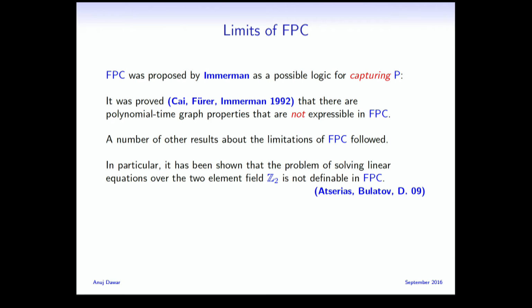And the one I'm going to focus on appears in a paper by Albert, who isn't here at the moment, but anyway, Albert, Andrei Bulatov, and myself, which showed a rather natural problem in polynomial time. The problem of solving linear equations over the two-element field is polynomial time solvable but not expressible in fixed point with counting.